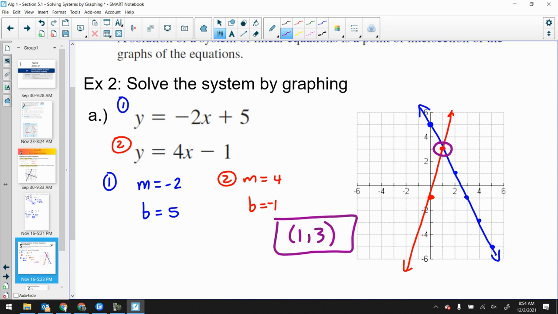The answer is not the graph. The answer is the coordinate. Where do these two lines cross? These two lines will cross at the point 1, 3. Okay? So you don't have to say the other part, where it's like m equals 4. No, that's just showing you how to graph it.